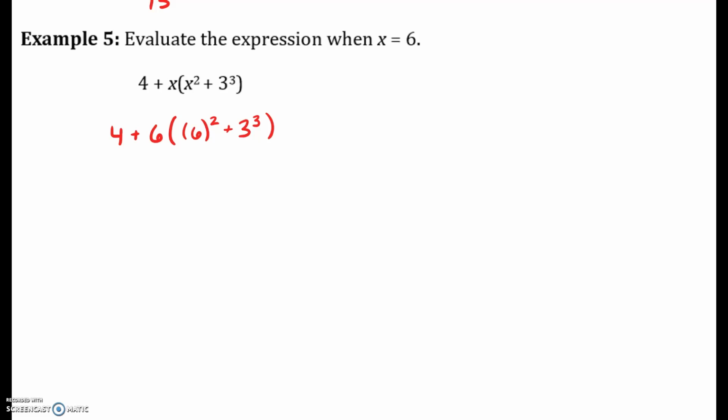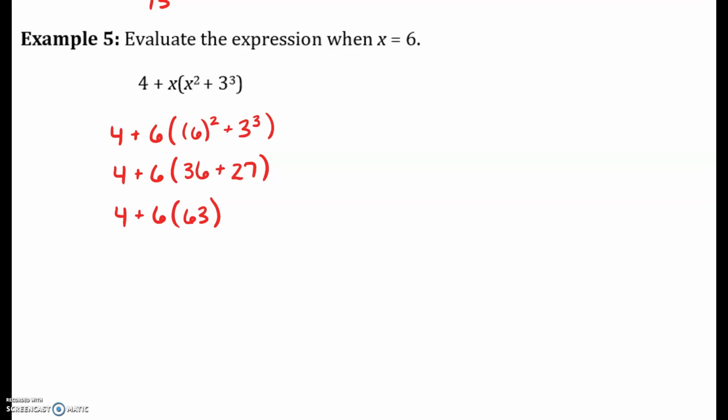Remember, you can utilize the calculator on your computers if that's helpful whenever you see these exponents. So 6 squared, 6 times 6 is 36. 3 to the third, 3 times 3 is 9, times 3 is 27. Continue in the parentheses. We will be adding 36 and 27 together. That gives us 63.